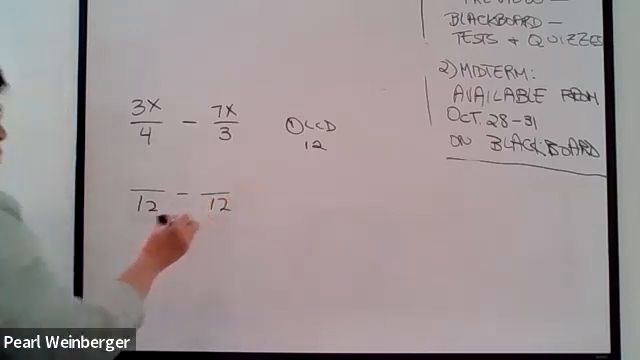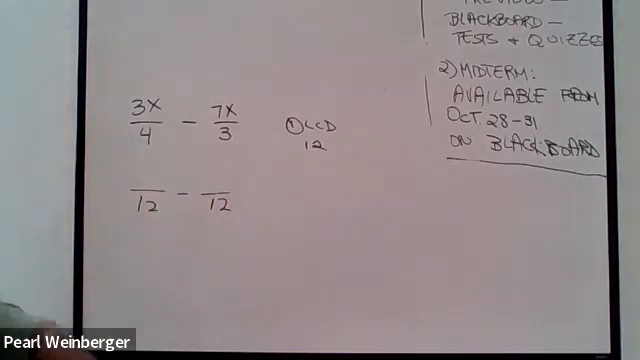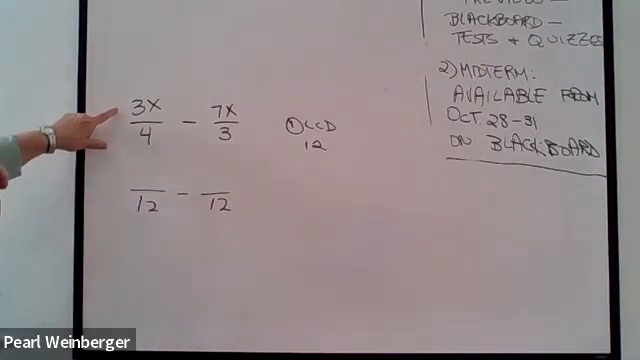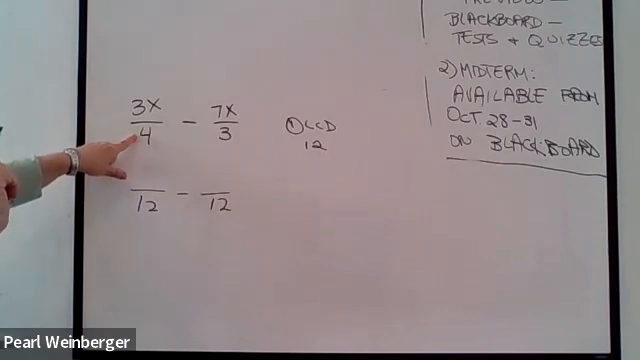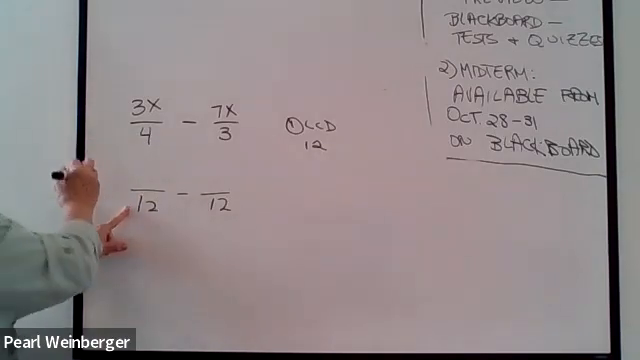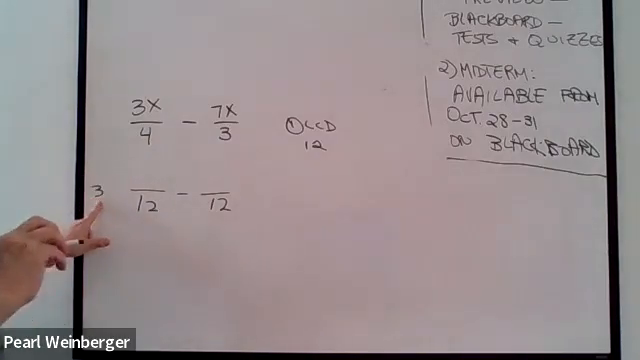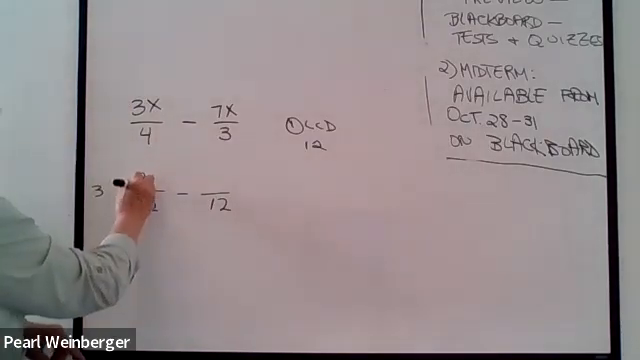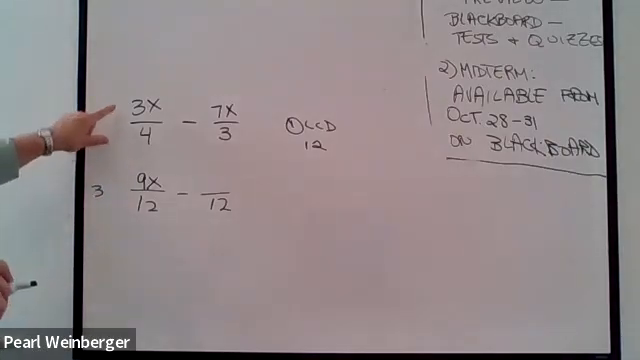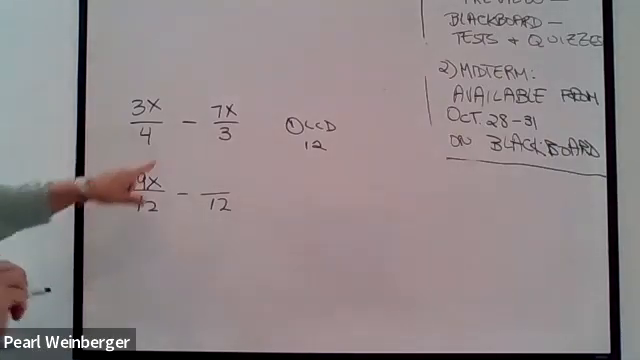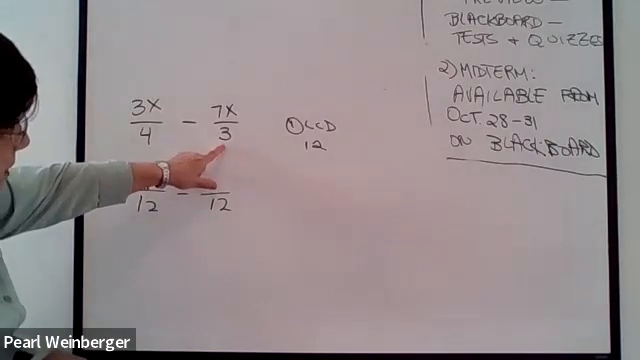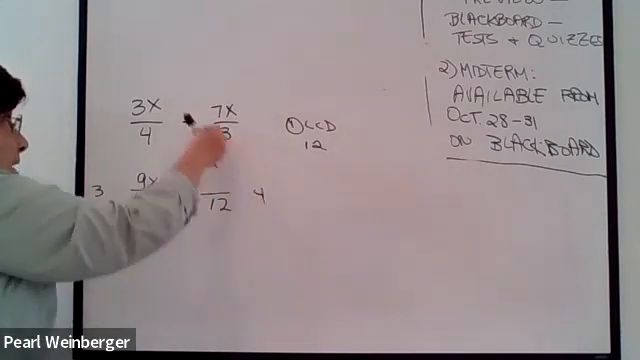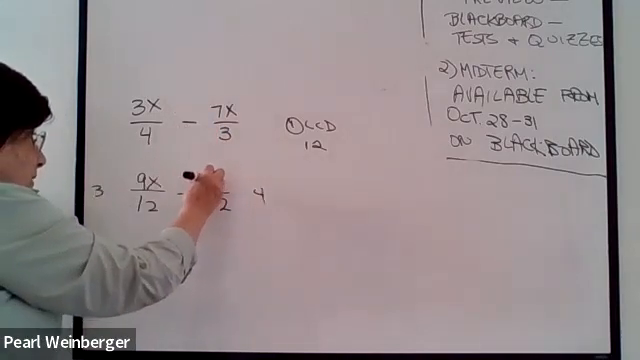Okay, so now we're going to rename our fractions. We're changing the denominators. We've got to change the numerators as well. So I take the original denominator, the 4, and divide it into 12. That gives me 3. I take the 3 and multiply it by the numerator. 3 times 3x is 9x. The first fraction becomes 9x over 12. We do the same thing with our second fraction. 3 into 12 gives me 4. 4 times 7x is 28x.